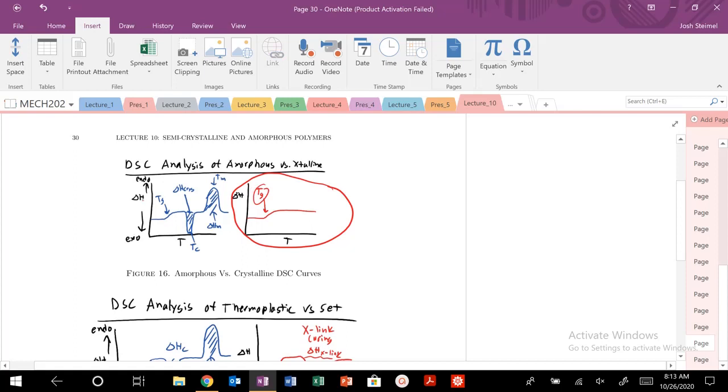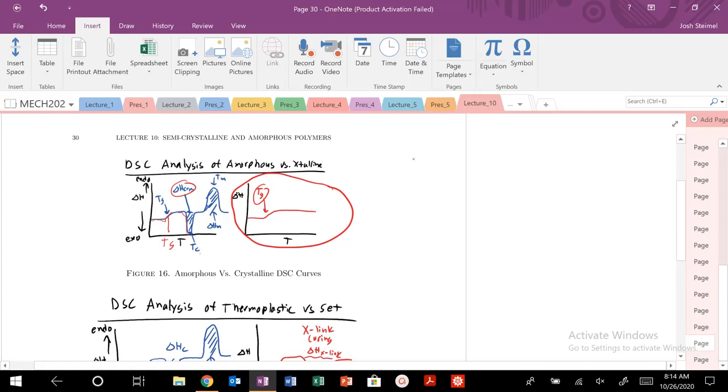But you can see here for our crystalline or semi-crystalline material, we see this change in slope, which is our Tg. We also see this, which doesn't occur for all semi-crystalline polymers, but this is the delta H of crystallization, and this is Tc. This is your crystallization temperature.